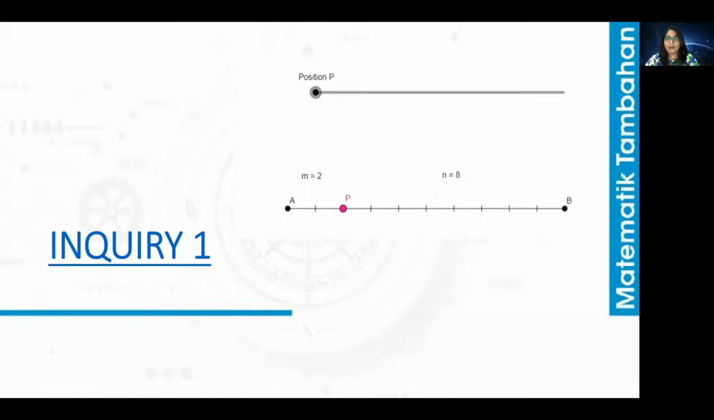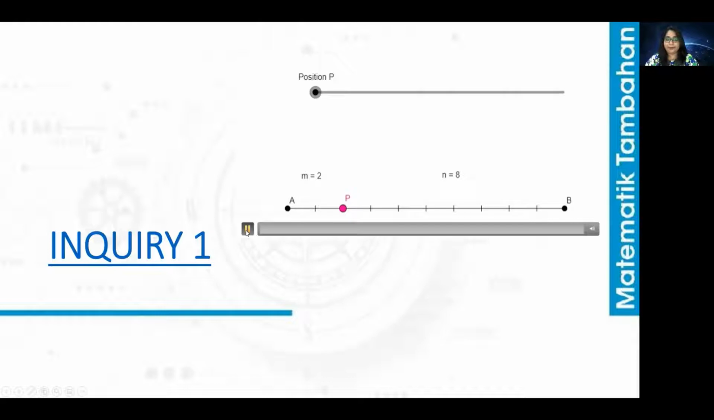In inquiry 1, we can see that the line segment AB has been divided into 10 equal parts, and point P is placed on the line segment, dividing line segment AB in the ratio m to n. Observe that the sum of the values of m and n is always the same, even when the position of point P is moved towards point B or point A. So let's observe. We have point P, which is placed on line segment AB.